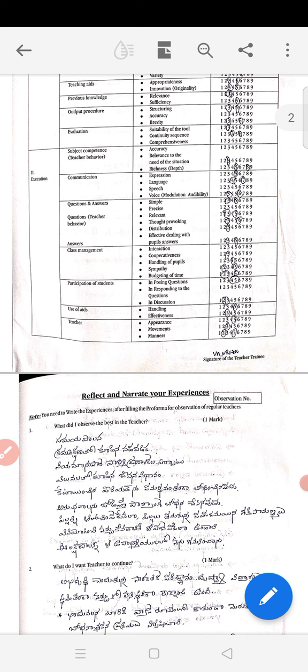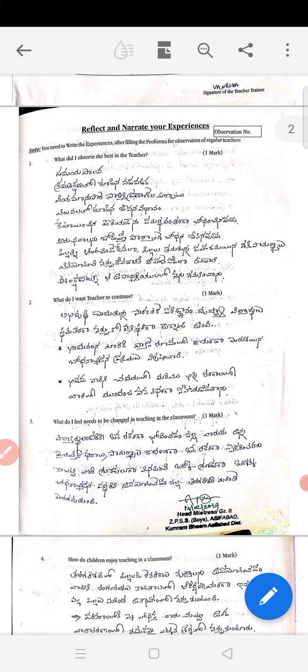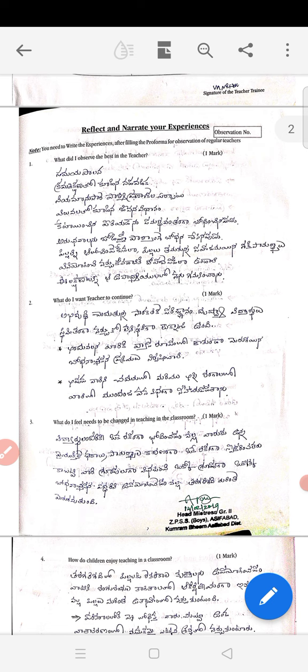Here, 10 questions will be there. After observation or during observation you are going to write answers to these questions. For each question 1 mark, you need to compulsorily write answers. English medium students in English, Telugu medium students in Telugu.